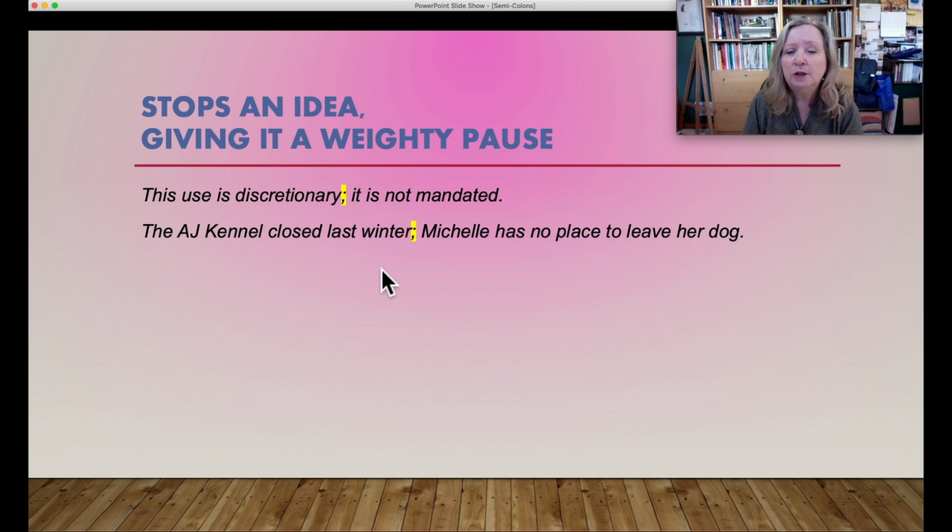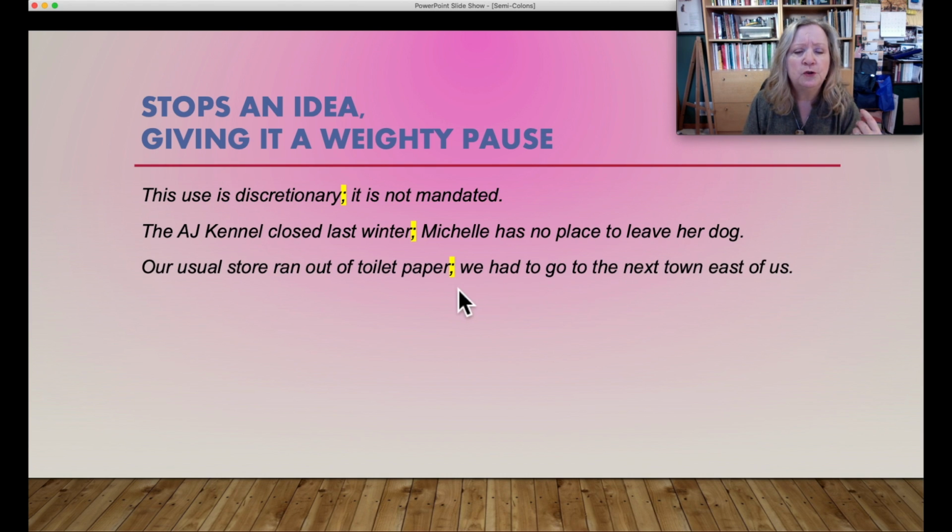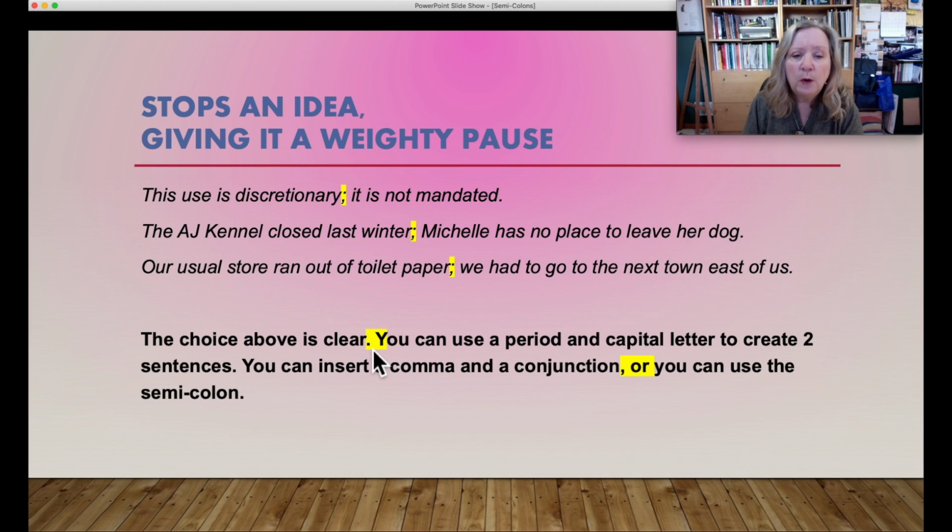The AJ kennel closed last winter; Michelle has no place to leave her dog. Our usual store ran out of toilet paper; we had to go to the next town east of us. The choice above is very clear. You can either use the period and a capital on the next sentence, or you can use a comma and a conjunction, or you can use the semicolon and lowercase on the first word of the next sentence.